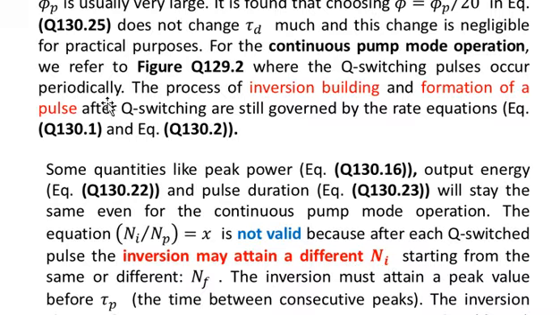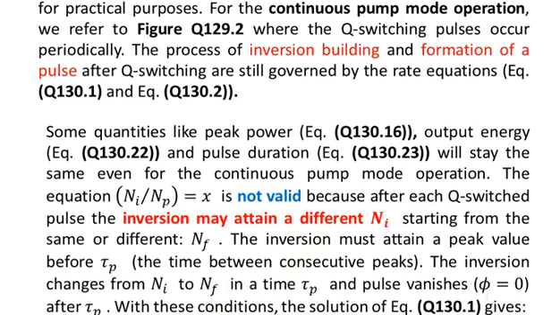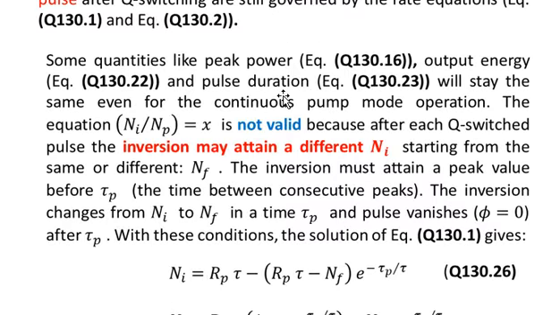So for the continuous pump mode operation, we refer to figure number 2 of slide number 129, where the Q switching pulses occur periodically. The process of inversion building and formation of pulse after Q switching are still governed by the rate equations given in equation number 1 and equation number 2 of the current presentation. Some quantities like peak power as given in equation number 16, output energy as given in equation number 22, and pulse duration as given in equation number 23 will stay the same even for continuous pump mode operation.